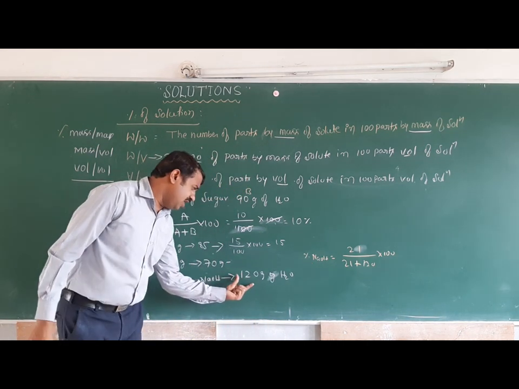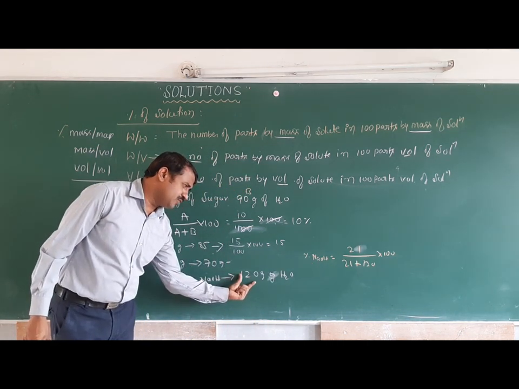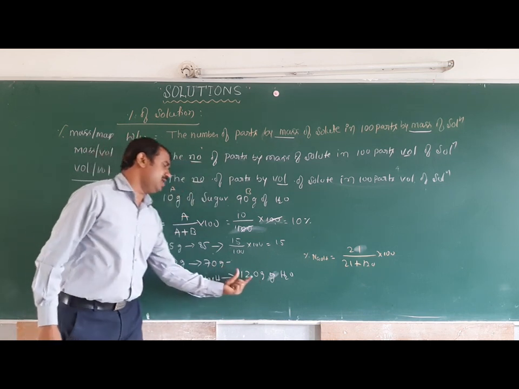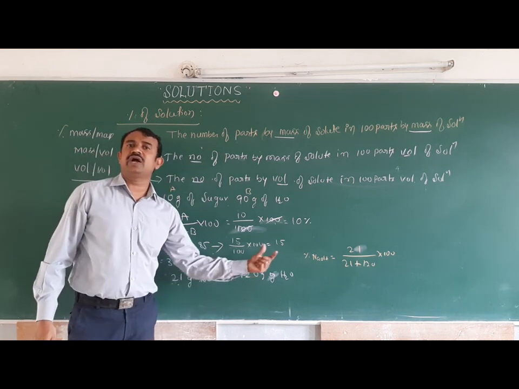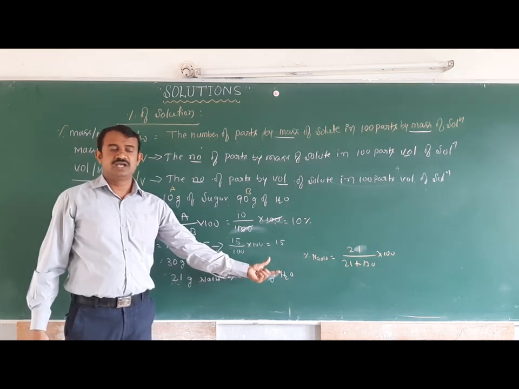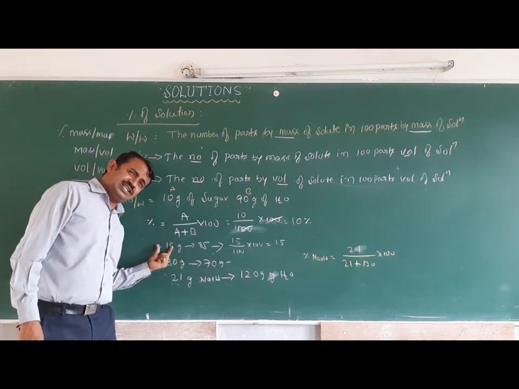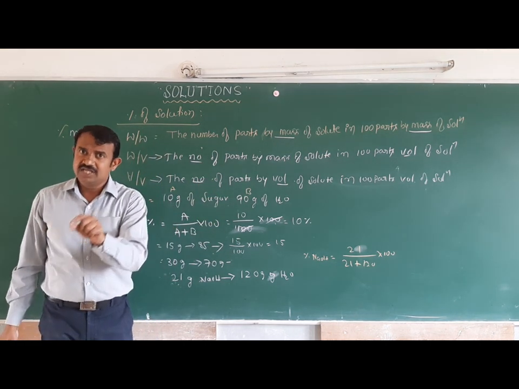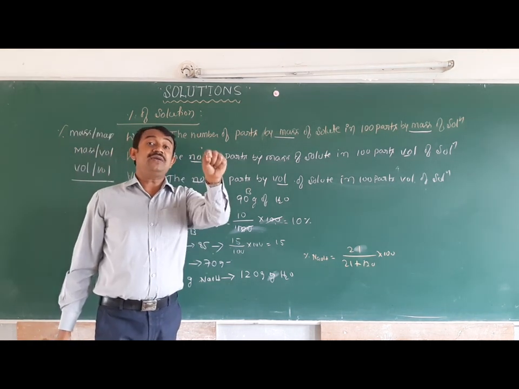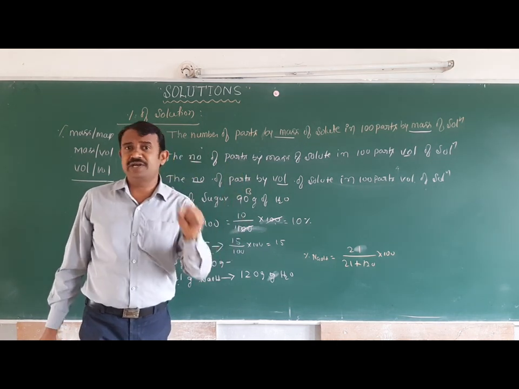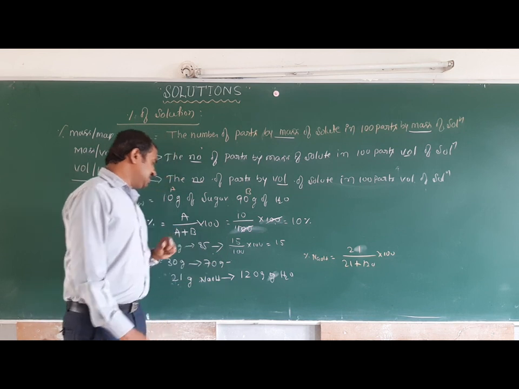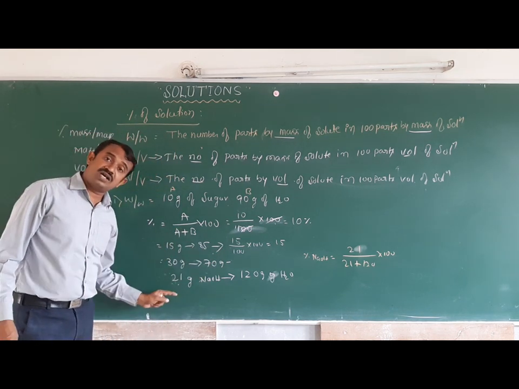If you want the percentage of water, it is 120 divided by 21 plus 120 into 100. Whatever you want: solute percentage is solute divided by solute plus solvent into 100, and solvent percentage is solvent divided by solute plus solvent into 100. You will get both percentages. This is the mass by mass percentage.